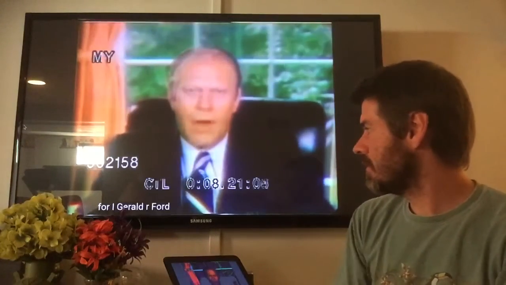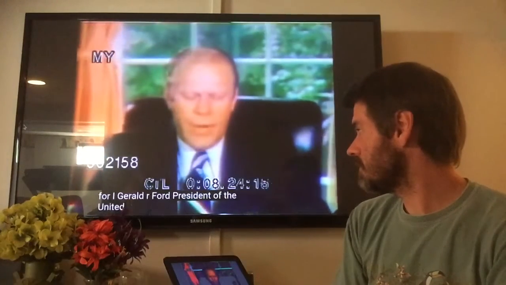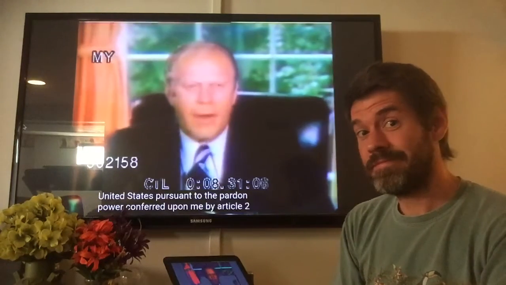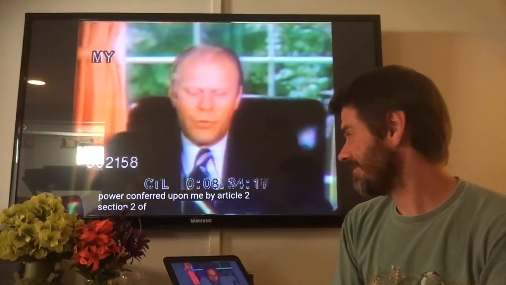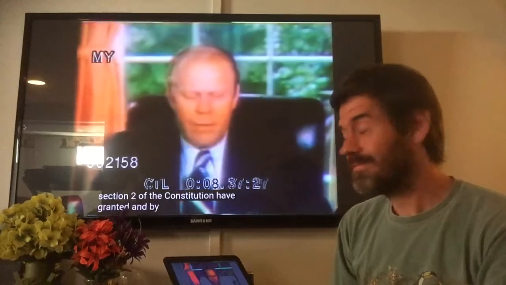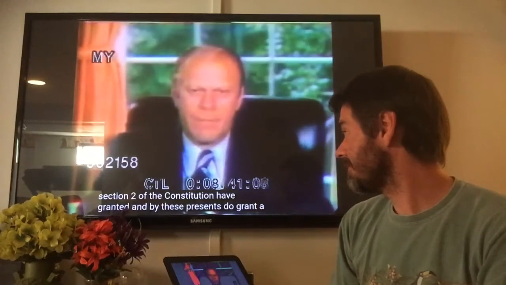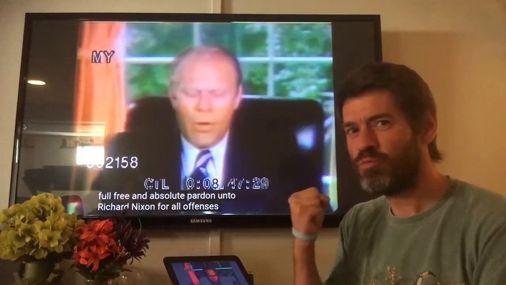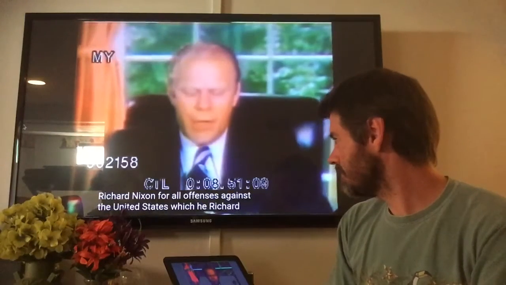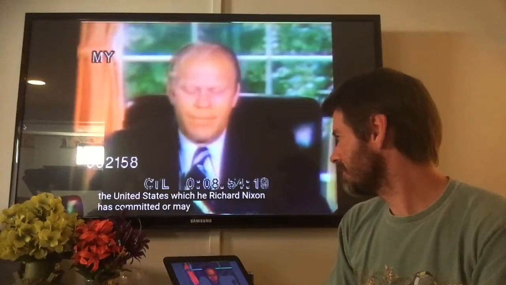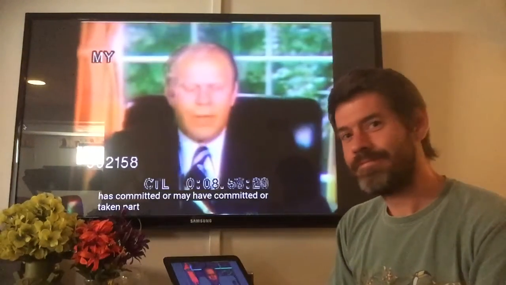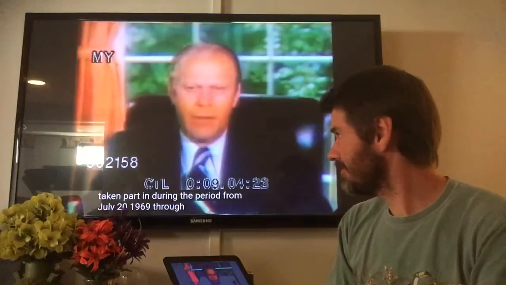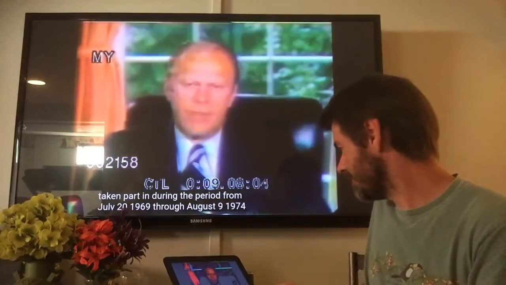Therefore, I, Gerald R. Ford, President of the United States, pursuant to the pardon power conferred upon me by Article 2, Section 2 of the Constitution, have granted, and by these presents do grant, a full, free, and absolute pardon unto Richard Nixon for all offenses against the United States which he, Richard Nixon, has committed or may have committed or taken part in during the period from July 20, 1969 through August 9, 1974.